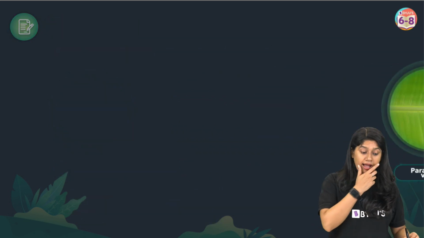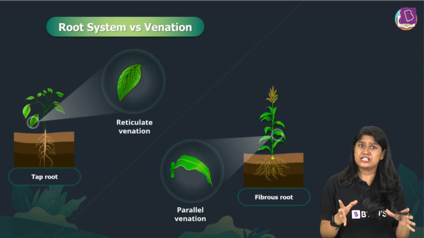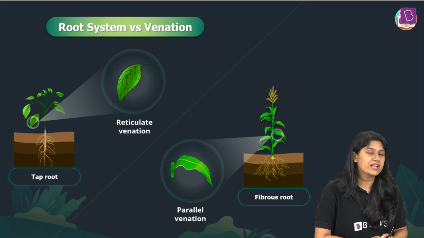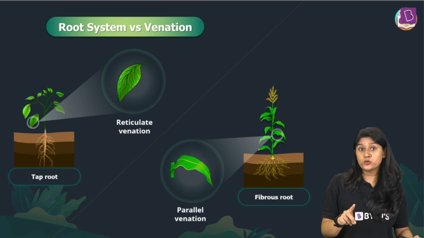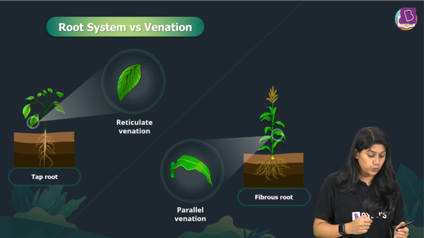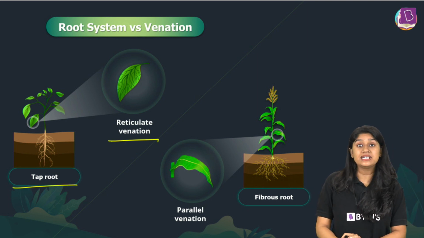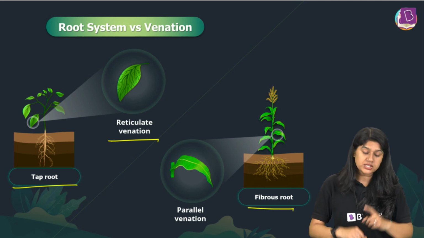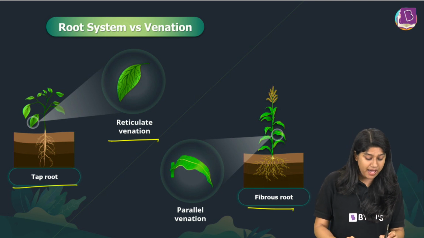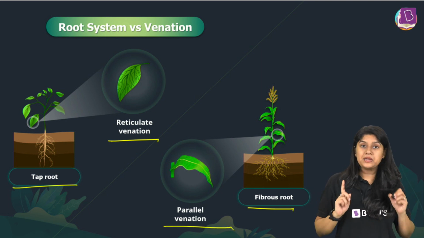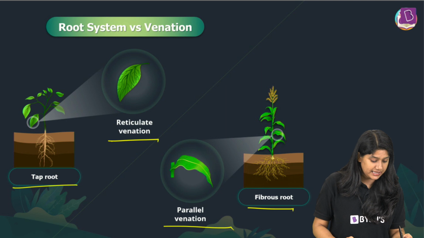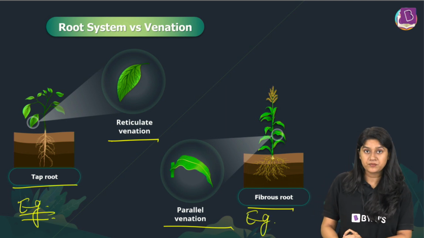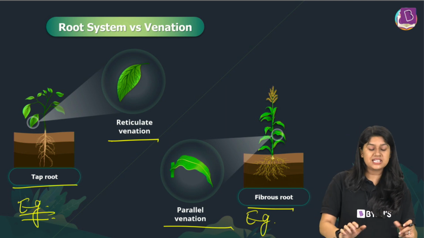Then of course, we have something very related to it, which is the root system versus the venation. And there we have a very strong connection. In a plant, if there's a taproot, the leaves will have the reticulate venation. And if a plant has fibrous roots, its leaves will have the parallel venation. This is also very important. Please make sure you remember the examples of it. Examples are really important. This will help you in the examination, so please keep a note of this.